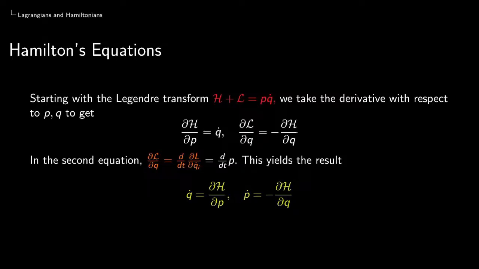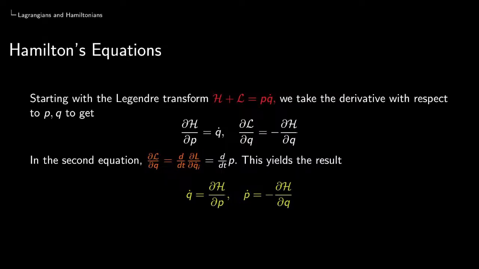What Hamilton's equations basically do is take the Lagrangian and the proposed Hamiltonian, and set it equal to p q dot. If you take the derivative with respect to p and q, you get the following expression: dH/dp is equal to q dot, and dL/dq is equal to minus dH/dq.